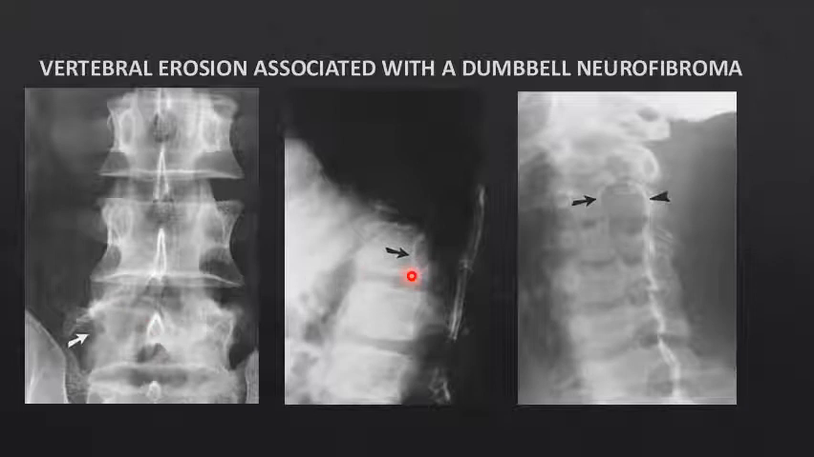On the lateral view of the same case, we can see that there is posterior vertebral body scalloping with associated vertebral body marginal sclerosis. The oblique view of the same case shows there is an enlarged intervertebral foramen caused by the dumbbell-shaped neurofibroma.